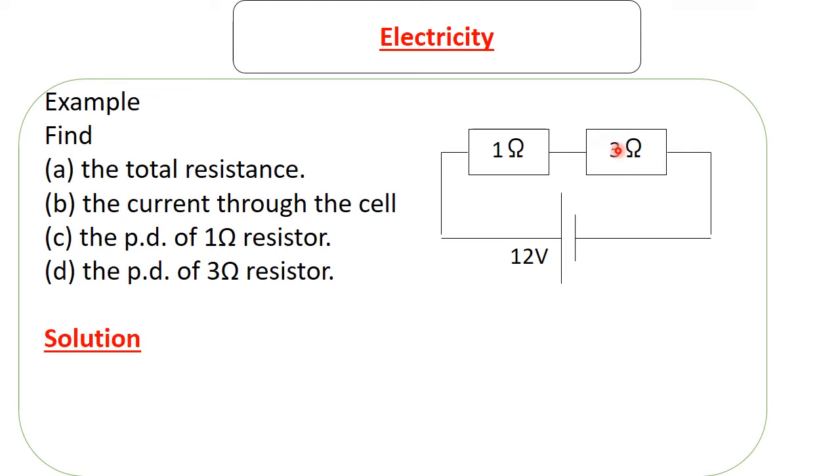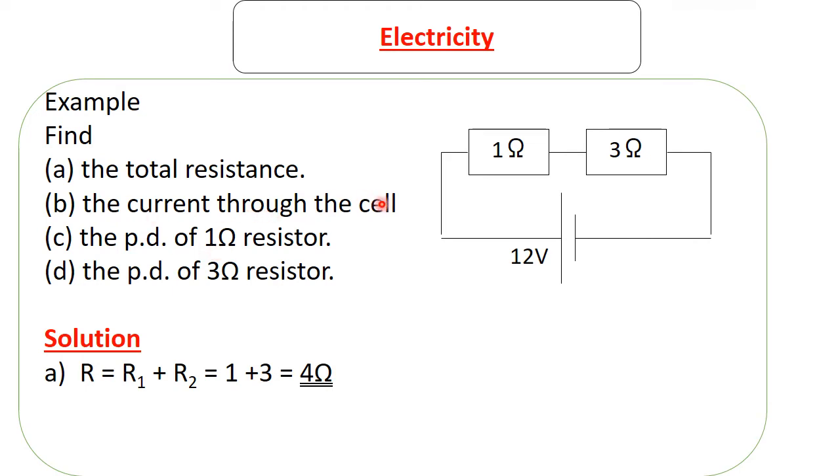So here are the solutions. We're going to start with the total resistance. The total resistance is just you add the two resistors. If there were 3, you could have added the 3. Just like that, you just add them. So total resistance is equal to resistor 1 plus resistor 2, which is 1 ohm plus 3 ohm, which is going to give you 4 ohms.